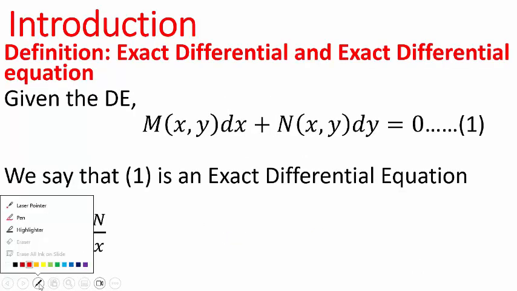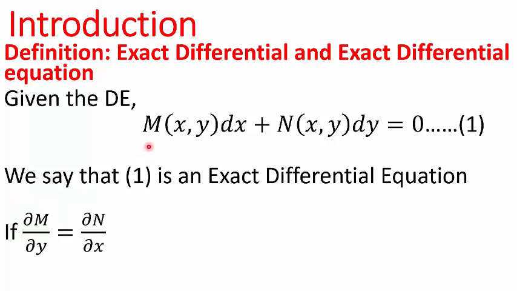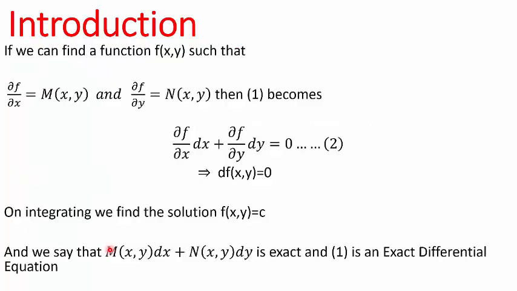So let us begin. Given a differential equation M(x,y) dx plus N(x,y) dy is equal to 0, where M and N are functions of two variables x and y, we say that this differential equation is an exact differential equation if and only if the partial derivative of M with respect to y is equal to the partial derivative of N with respect to x.